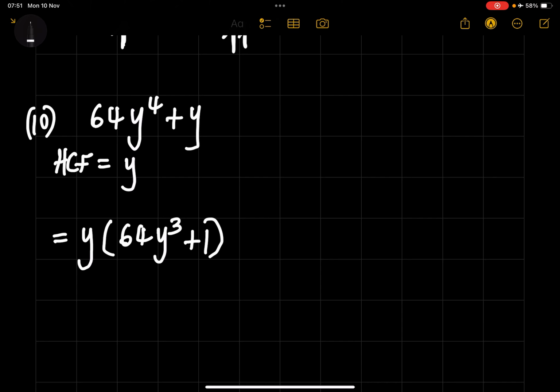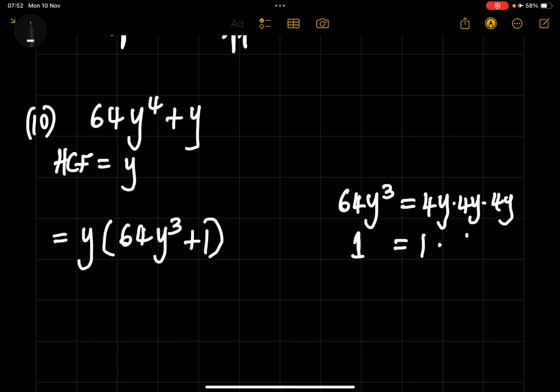So we're going to have 64 y cubed breaking into 4y, 4y, 4y, because 4 times 4 times 4 is 64, and y times y times y is y cubed. Then the 1 breaks into 1 times 1 times 1.